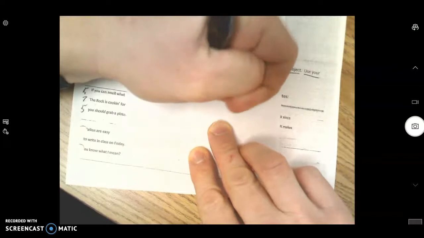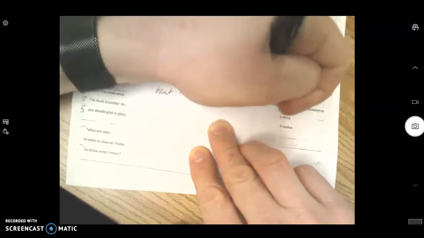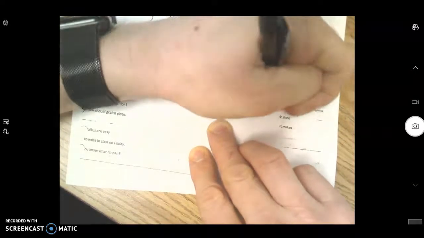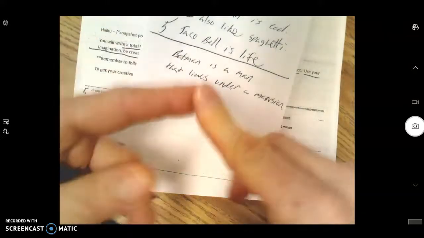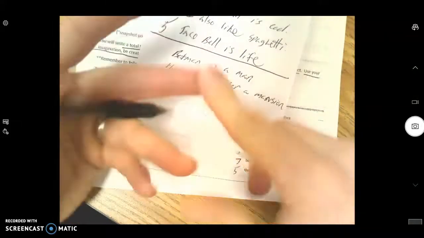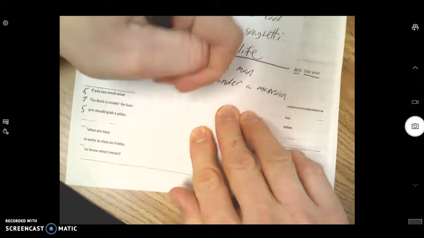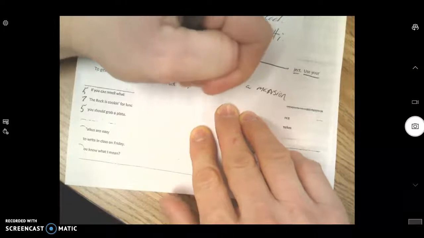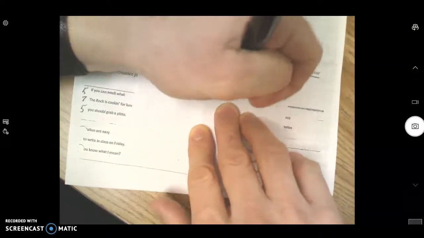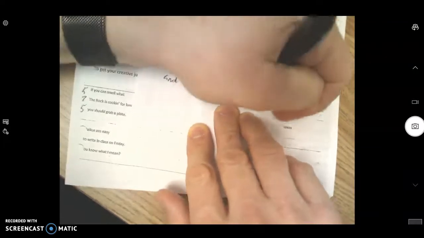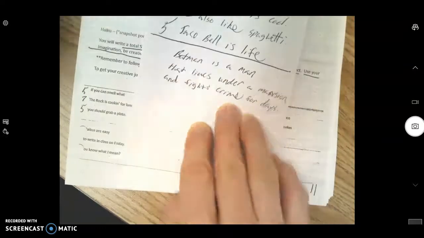Under a mansion and fights crime for days. And fights crime for days. There we go. And fights crime for days. Put a week on it. 4 days. So check it out.